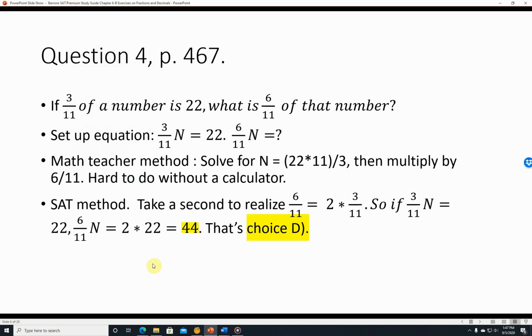So the SAT method, not something your math teacher would approve of, because it doesn't really show that you know how to solve for the variable. Well, it kind of does, but anyway. It's much quicker, it skips steps. Math teachers don't like it when you skip steps because that's how you make mistakes. But here it makes sense if you just take a second to realize 6/11 equals 2 times 3/11. So if 3/11 of n is equal to 22, 6/11 of n is just going to be 2 times 22, which is 44. So that's choice D.